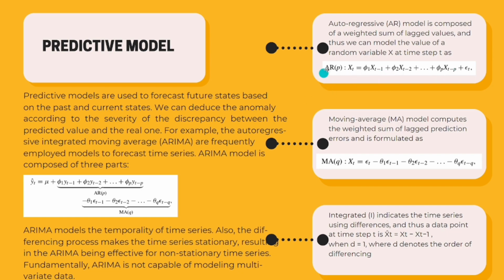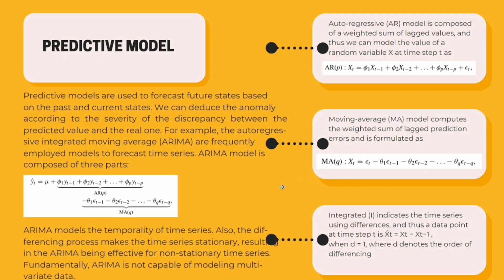This is the AR(p), and the MA(q) is the moving average part. The moving average ensures that we are also calculating the expected error by calculating the moving average of all the previous errors. The moving average model computes the weighted sum of lagged prediction errors, and it is formulated like this. So this is a moving average of all the prediction errors that were encountered previously.